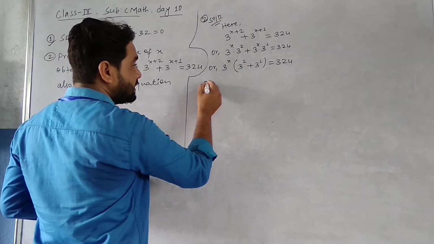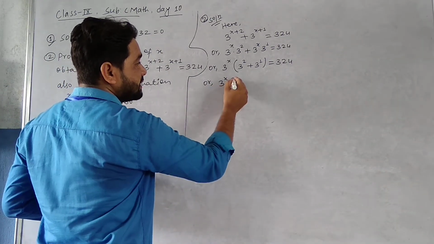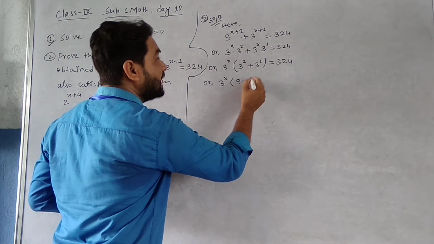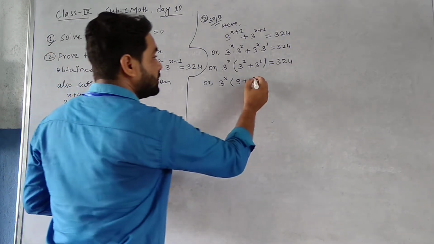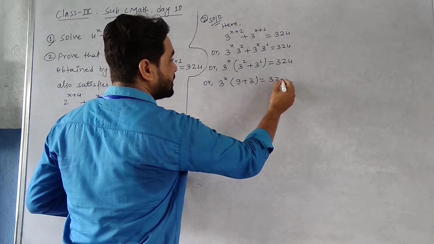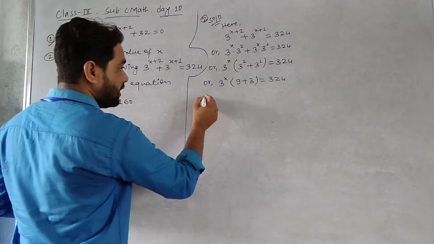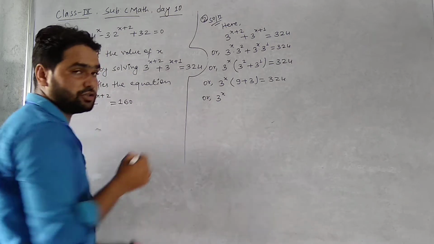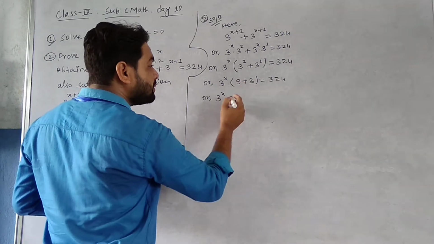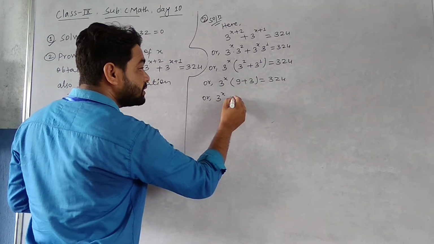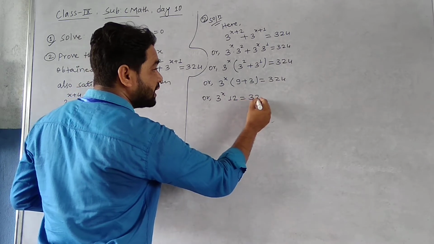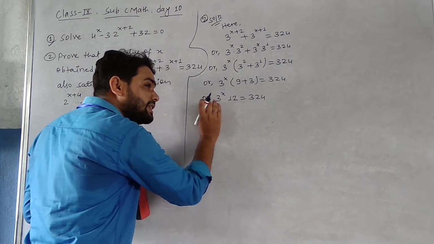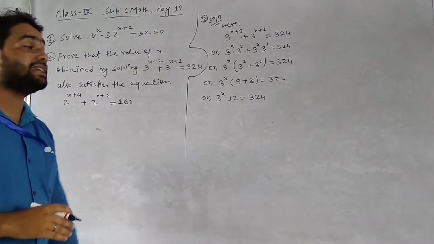Now again, 3 power x, and this 3 square means we can write 9, plus 3 power 1, that means 3 only. So we get this equals to 324. Now again 3 power x, and here it is nothing, means that is into sign. So into 9 plus 3 we get 12, equals to 324. Now this 12 is multiplying this side, so that side it divides.